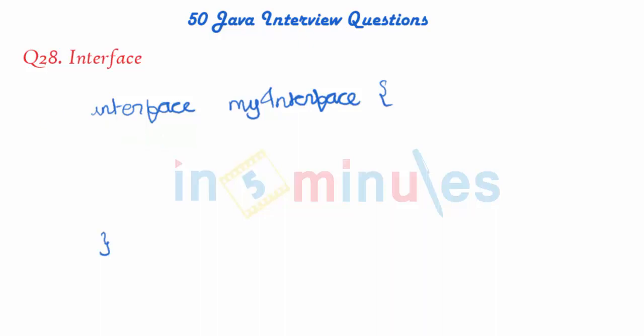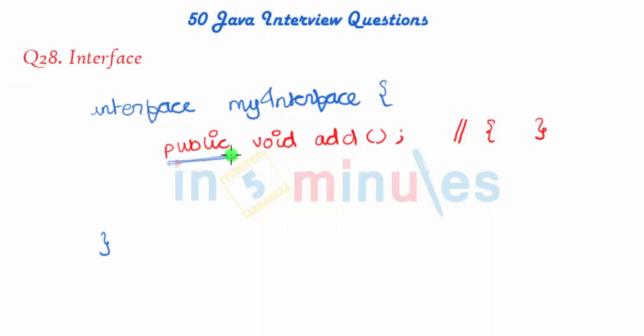Now what do I mean by abstract? These methods will only have their prototypes, will only have their declarations. They won't have definitions. So if I have public void add, I will not have anything inside the curly brackets. In fact, I won't have the curly brackets at all. Another key point to notice is that all the methods inside interfaces are public by default. So you don't need to mention the public access modifier.